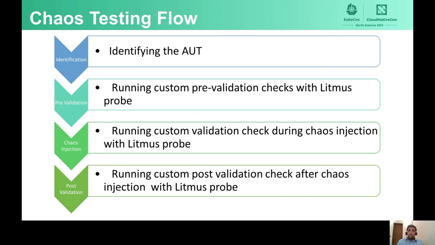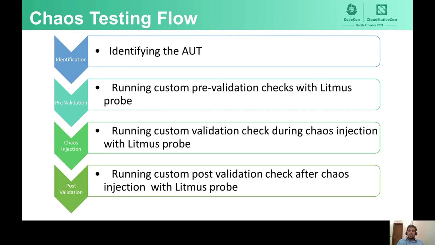So in this slide, I'm going to cover the Cross-testing workflow. We start with identification of the application, which is called the application under test. This is identified in Kubernetes based on the labels and selectors. Then we move on to the pre-validation step, wherein we perform pre-validation checks using Litmus probes and Cross-testing, which we are going to see in the demo.